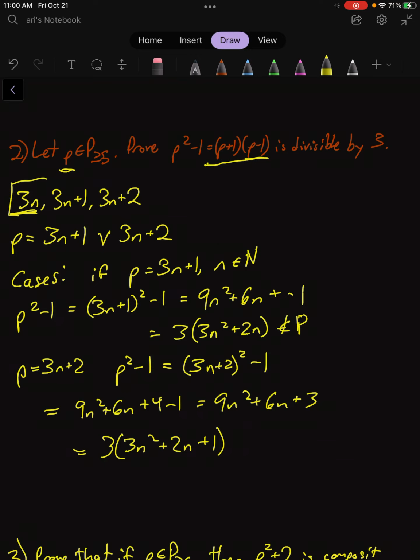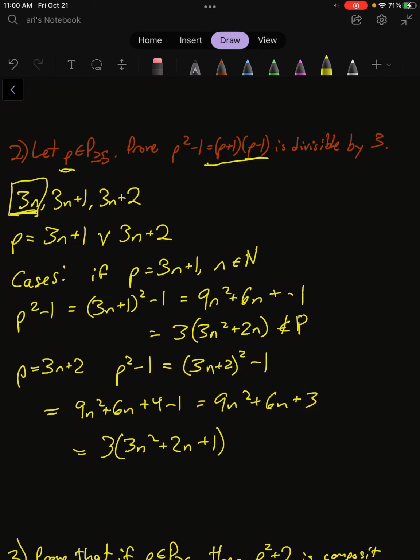And I guess the ironic thing is we said at the beginning that a prime greater than or equal to 5 cannot take this form 3n. A prime can, because the prime could be equal to 3, which would mean n is equal to 1. But since we're limited to these primes greater than or equal to 5, we can't divide out of 3. If we could divide out of 3, it means it's not prime.